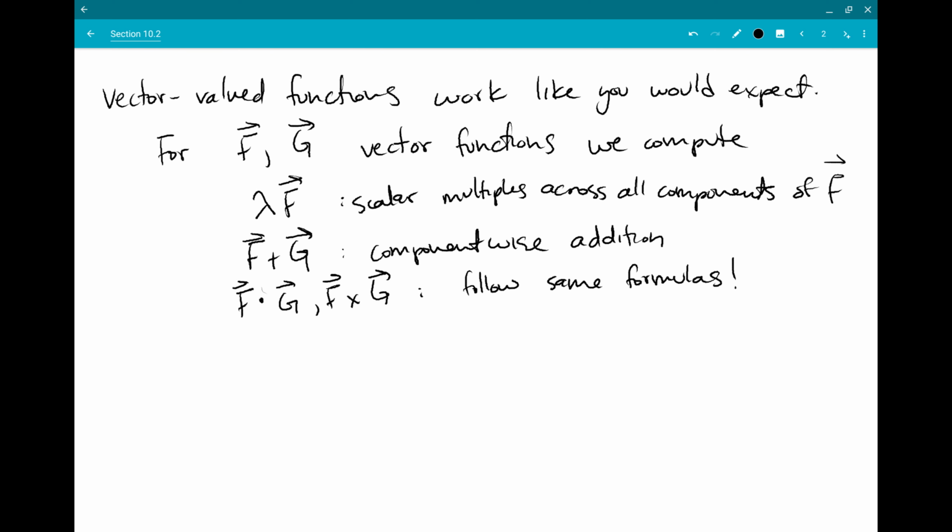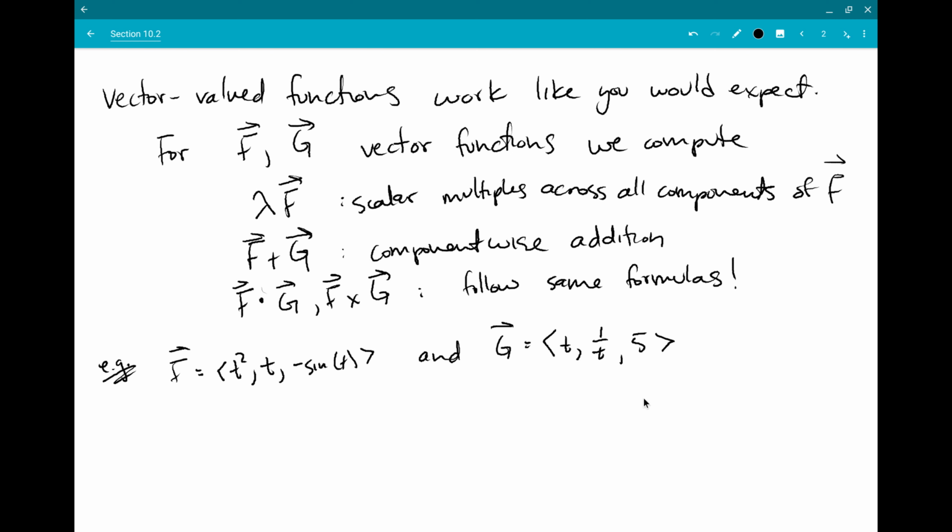So a quick example, I'm just going to let f equal t squared, t, and minus sine of t, and g equal t, 1 over t, and 5. Both of these are vector-valued functions. It's okay that one component of g is constant. That's still a function of t, it just never changes. It's kind of uninteresting.